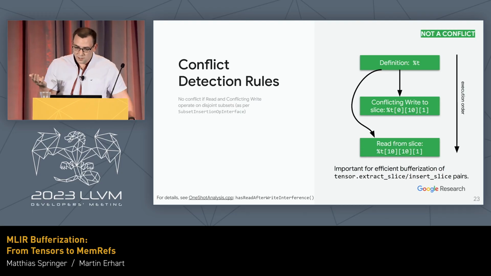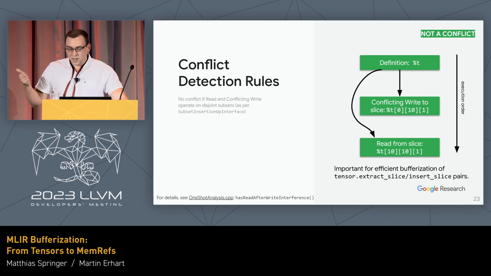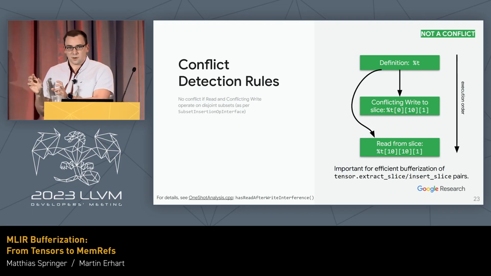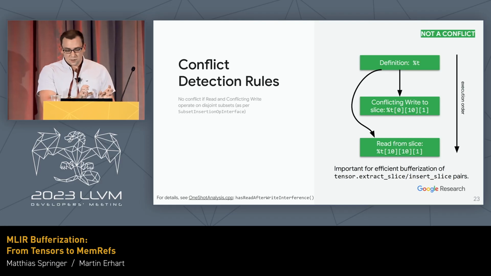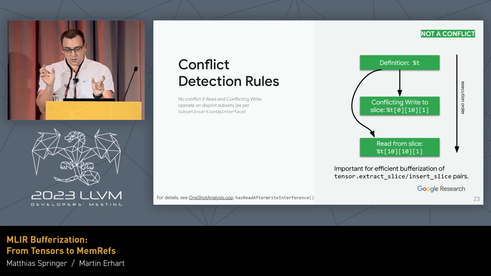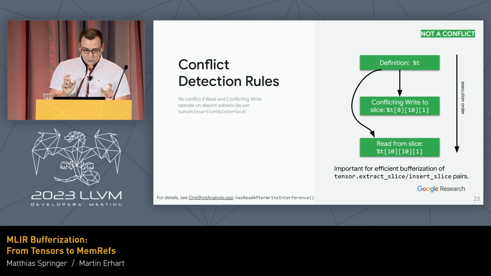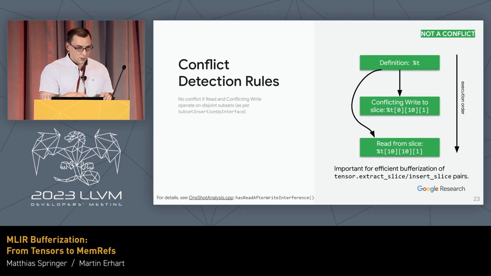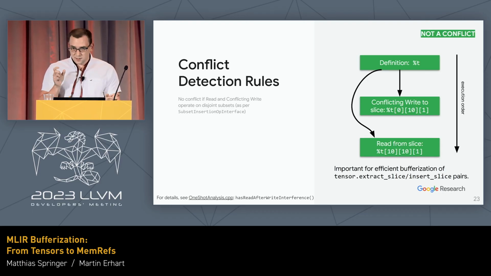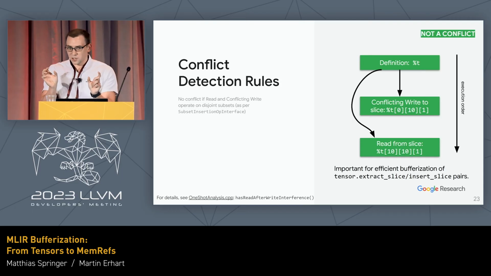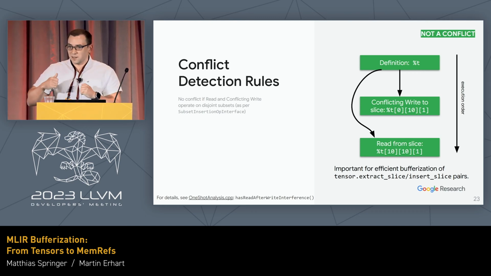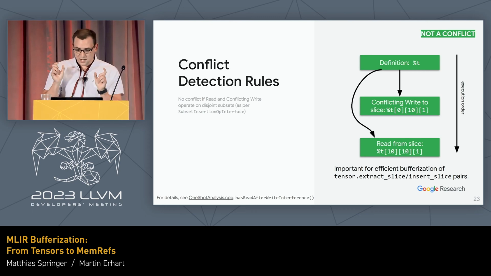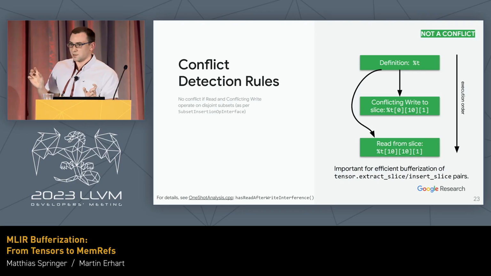Another example of what's not a conflict is if we have a definition, we have a write to a part or a slice of that tensor, and then we read a different slice of that tensor. That's also not a conflict because these two slices are not overlapping. The support for this is still somewhat limited in One-Shot Bufferize. If this overlapping relationship is obfuscated through some block arguments and is not directly visible that these things are not overlapping, then you might still get copies. This is actually looking directly for extract_slice, insert_slice pairs.